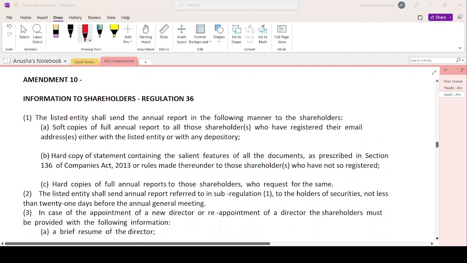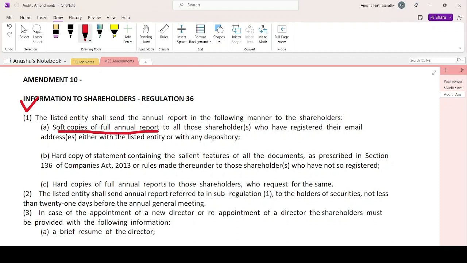Now, amendment number 10. Information to shareholders. Okay, there are some good things that have been changed here. The listed entity shall send the annual report in the following manner to shareholders: soft copies of the full annual report to those shareholders who have registered their email address either with the listed entity or with the depository. Hard copy of the statement containing salient features of all the documents, as per section 136, to those shareholders who have not so registered. Who have registered an email address, send them soft copies, go green. And if they have not registered, then send a hard copy containing the salient features. Only if they request the full annual report, then send the full copy of the annual report.